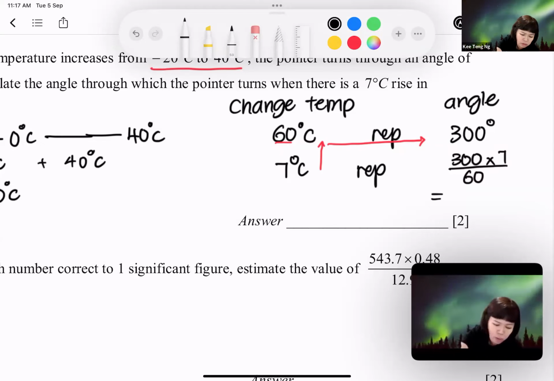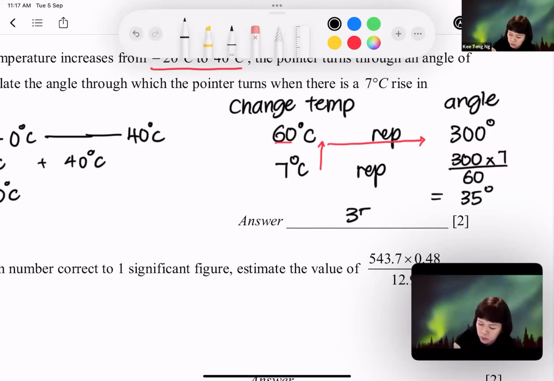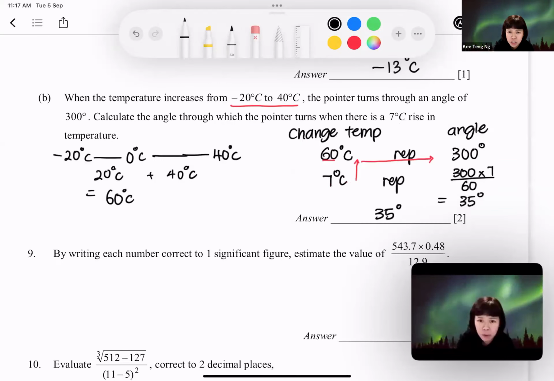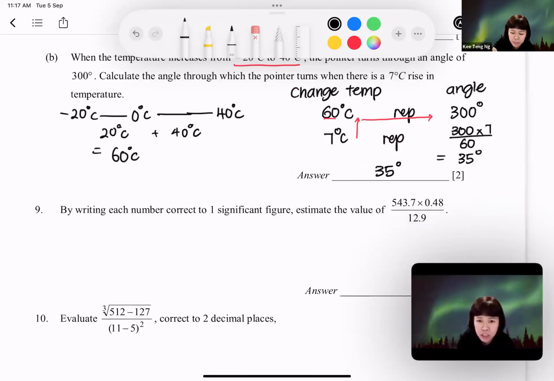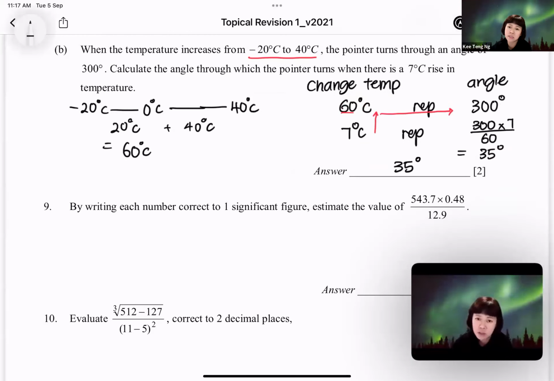35. Thank you very much. So the angle will be 35 degrees. All right, so it's very important to know the change in the temperature. Don't just take the number for itself. It's not 20, it's not 40, it's 60.